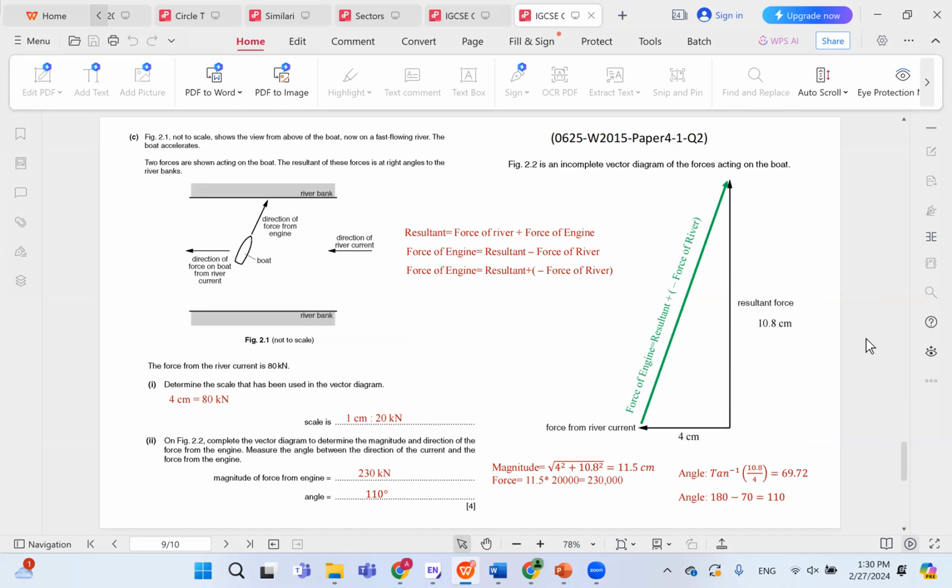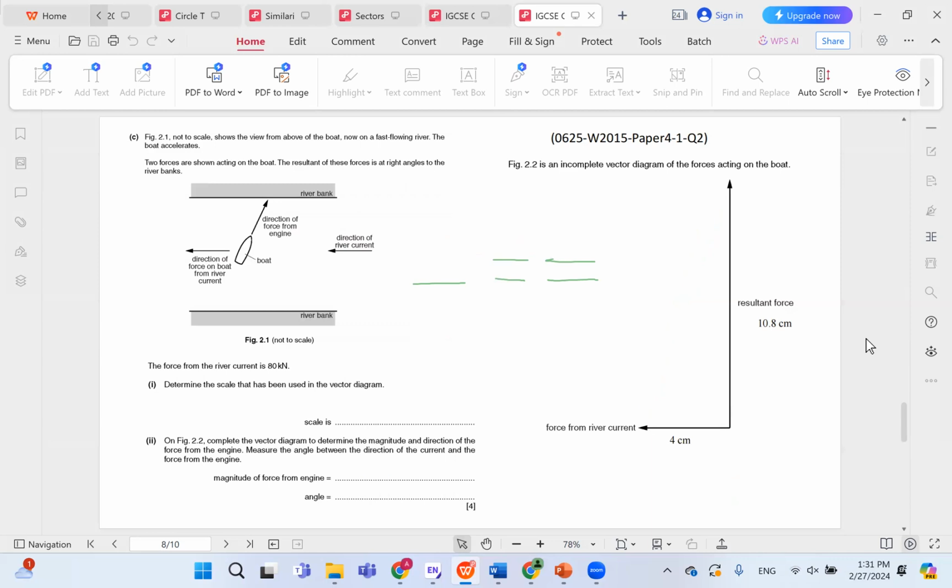And since the resultant is supposed to be the force from the river plus the force from the engine, we can figure out that the force from the engine is the resultant minus the force of the river. Or in other words, the force of the engine is the resultant plus negative the force of the river. How would that help us? So if you didn't understand the mental way of drawing the resultant, you can figure out how to draw it in another way. So we have three forces. We have force from river, force from engine, and resultant.